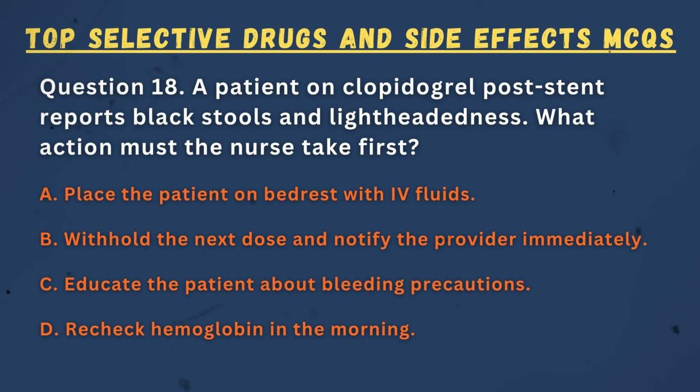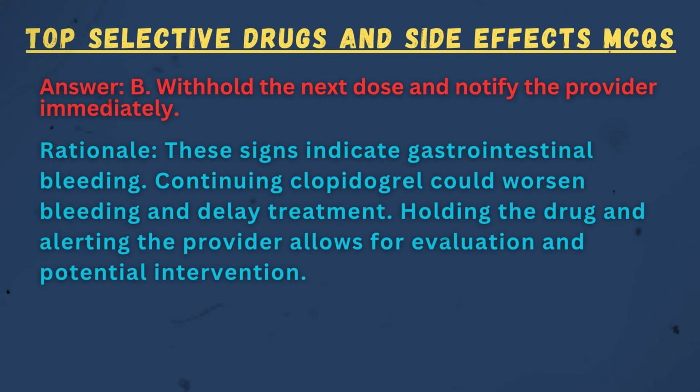Question 18. A patient on clopidogrel post-stent reports black stools and lightheadedness. What action must the nurse take first? A. Place the patient on bed rest with IV fluids. B. Withhold the next dose and notify the provider immediately. C. Educate the patient about bleeding precautions. D. Recheck hemoglobin in the morning. Answer: B.